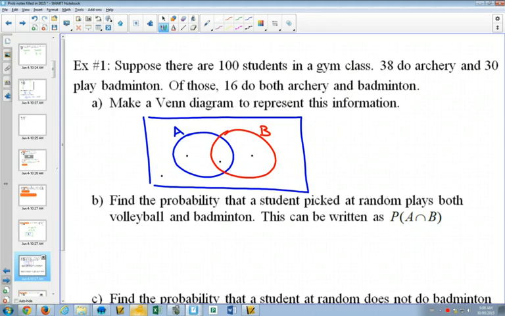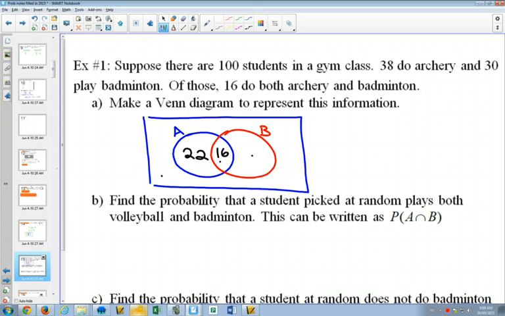We look at the data that we're given. We know that all 4 of those sections are just going to have to add up to 100 because there's 100 students in total. We're given that 38 do archery, but I can't write a number 38 in here because that's broken. The archery circle is in 2 sections. But since I know 16 do both, I can put a 16 here in the middle. And now since 38 do archery in total, how many only do archery? 22, because 22 plus 16, now inside my blue archery circle is 38.